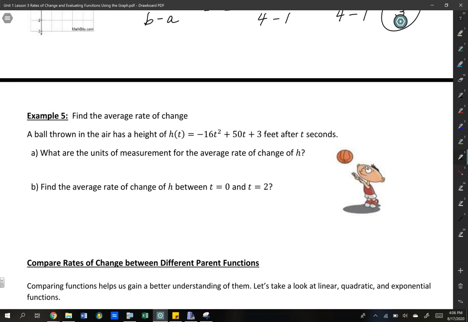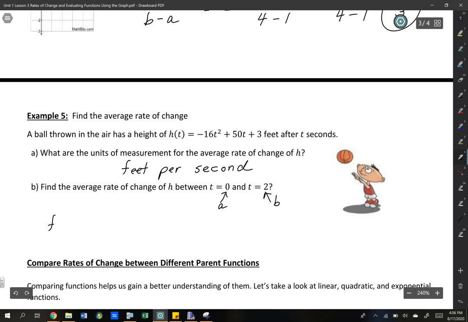Find the average rate of change when we have a ball thrown in the air. It has a height of the given function, and this function is giving you the number of feet after the input value of t in seconds. So what are the units of measurement for the rate of change for this particular question? The units of measurement here are feet per second. How many feet per second is the ball moving? We need to know that average rate of change. So we're looking at the interval from 0 to 2.